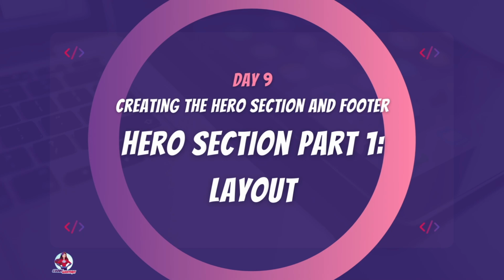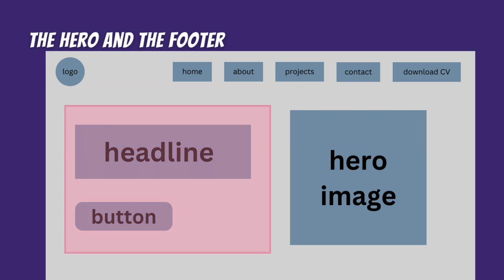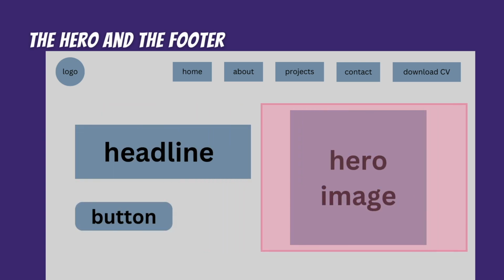Today we're focusing on two parts of our website, the hero section and the footer. Let's take a look at our prototype and see what we need to do. In the hero section, we're going to create a few things. On the left, we will create a main headline and a button below it. On the right side, we'll put an image. And of course, we're going to make it all look nice and modern to fit the style of our website.